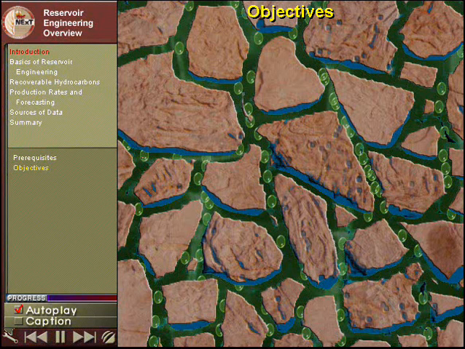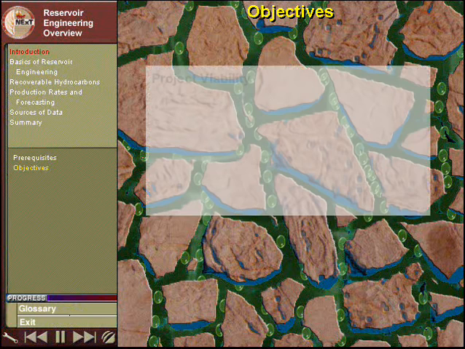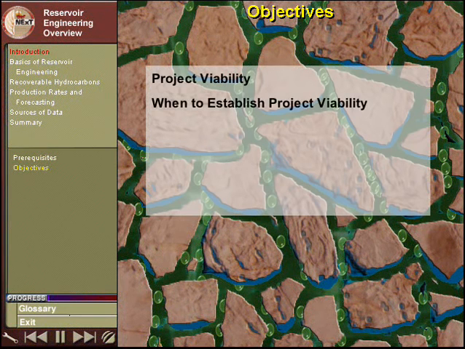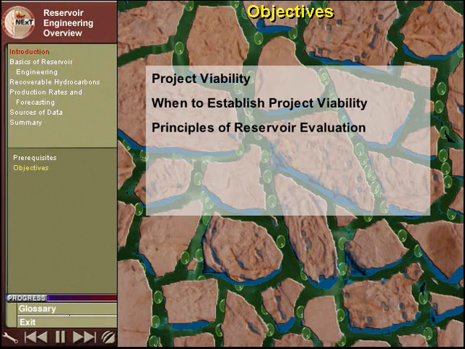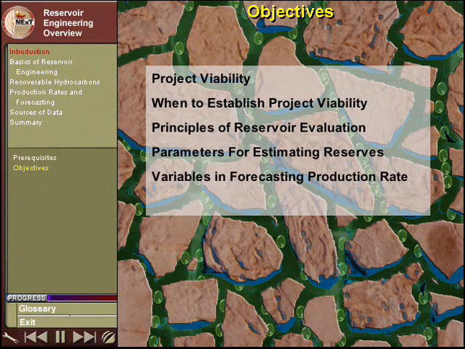Upon completion of this module, you should be able to explain how to establish a viable project, identify when establishing viability is required in the life of a field, and on what sound principles a reservoir evaluation is based. Describe parameters used in estimating hydrocarbon reserves, and identify how they are used. Identify variables specifically associated with production rate forecasting, and how they are used in the basic radial flow equation.